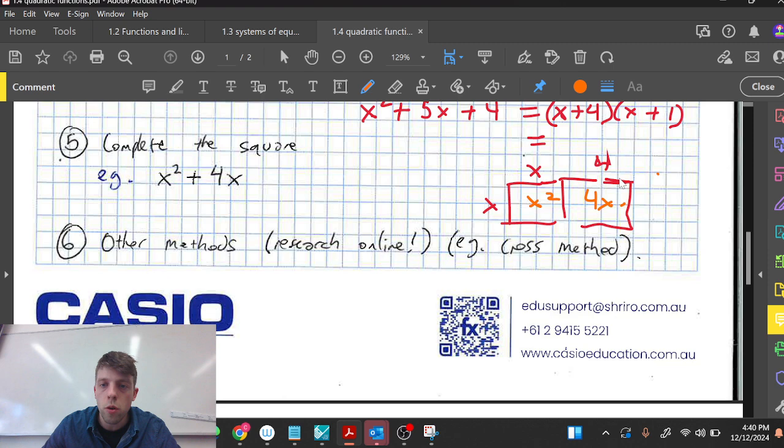Now have a look at what we could do. We could just cut this square in half. So I'm going to cut this square in half, which is to say that I'm going to cut off the first half of it.